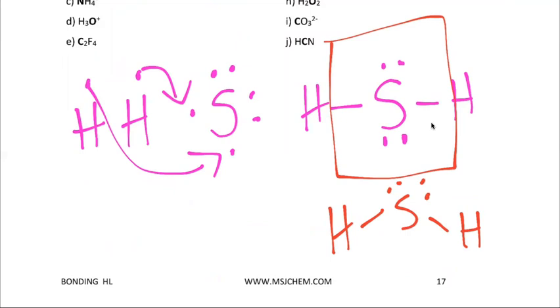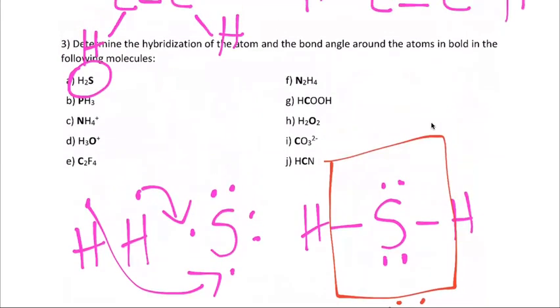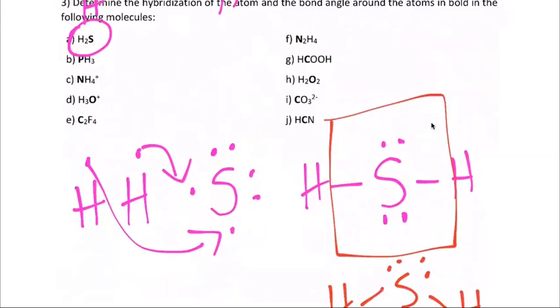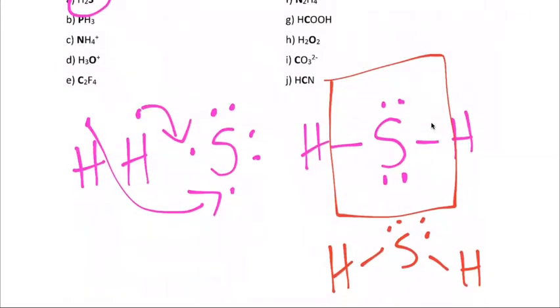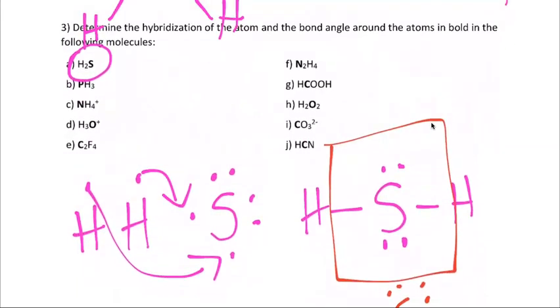That means it has an electron domain geometry of tetrahedral, but a molecular geometry of bent, similar to water. And since it's got 4 electron domains, this is sp3 hybridized. Since it's bent in the molecular geometry, the bond angle would be less than 109.5. So that's how you would do the process on this one: draw out the structure, look at the total electron domains, and from that you should be able to figure out the molecular shape, the bond angle, and also the hybridization.